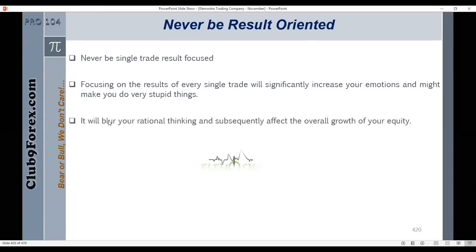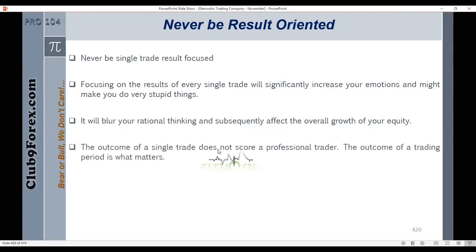You don't want that scenario happening to you. It will blow your rational thinking and subsequently affect the overall growth of your equity. The result of it all is that your equity will start shrinking, and it is because you are not thinking rationally anymore. You don't have control over your emotions anymore. You have now started doing stupid things, and you don't want that to happen to you.